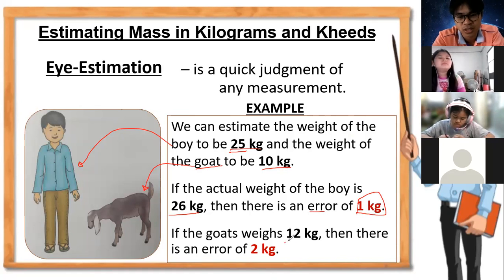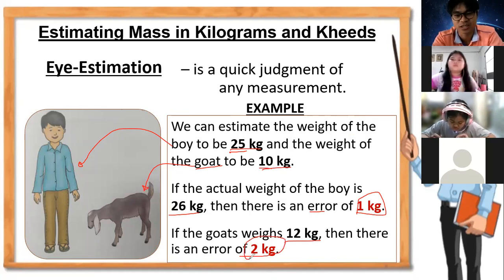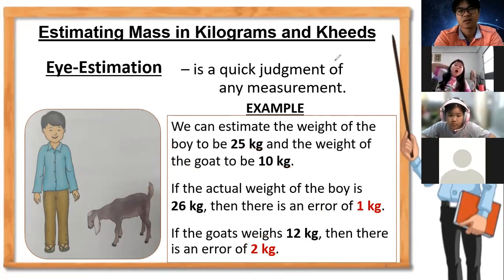If the goat weighs 12 kilograms, then our estimation is 10. So the difference is only 2 kilograms. Okay, that is estimating mass in kilograms and grams.